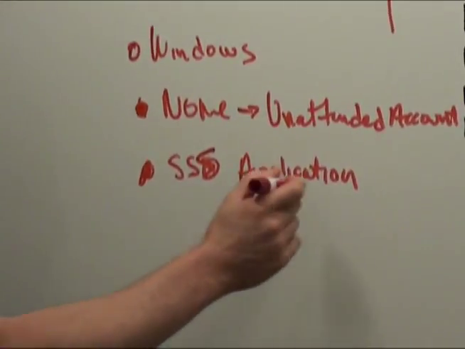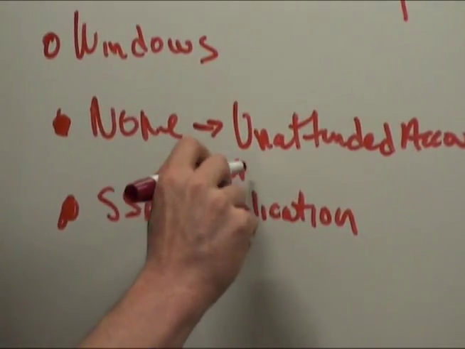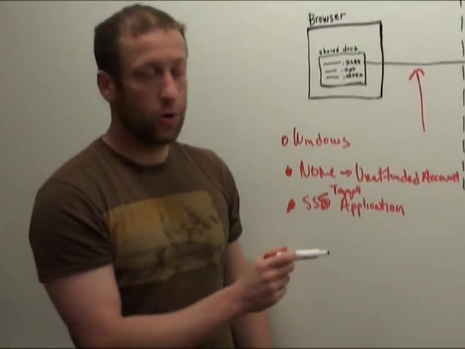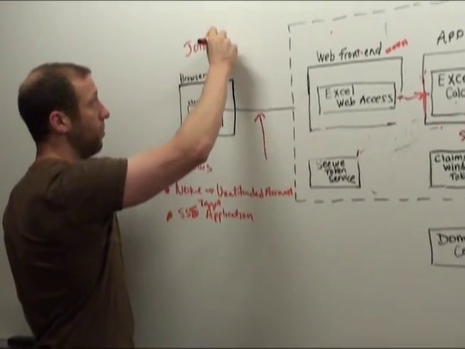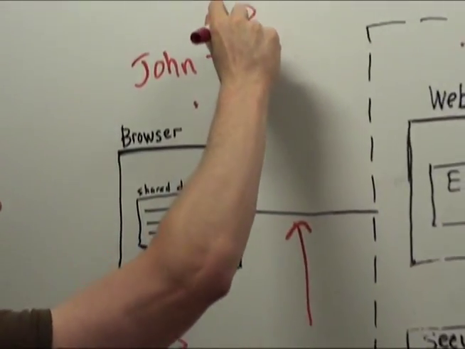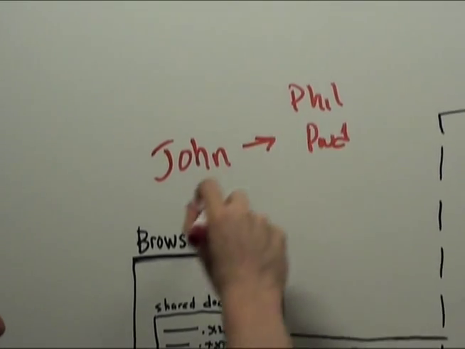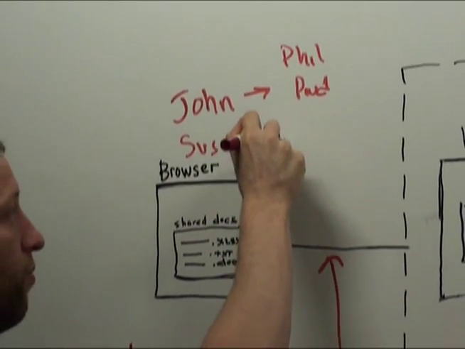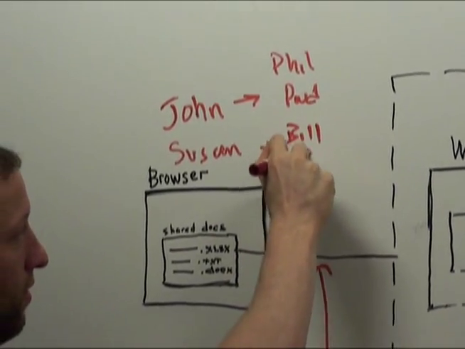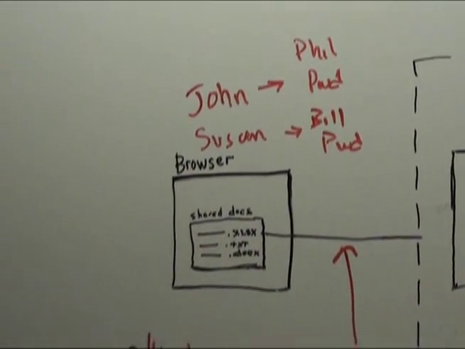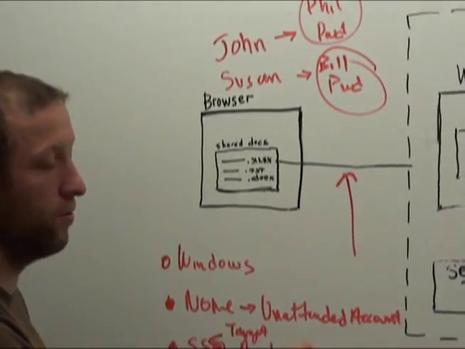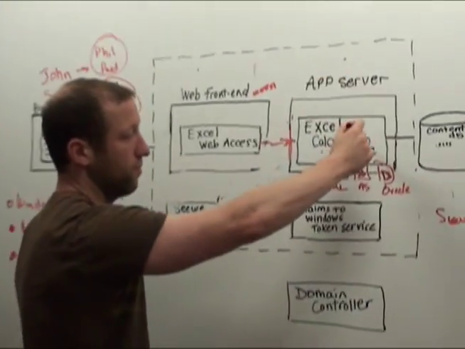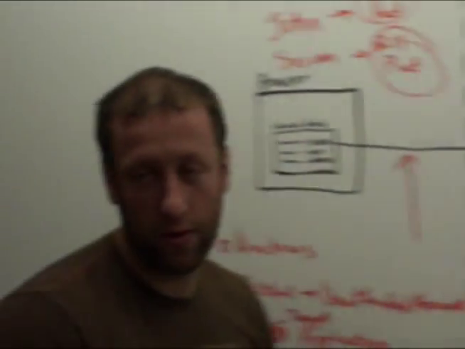If I have an SSO application, sometimes also referred to as a target application, what I can do is store credentials per user. So if this were John, he might map to Phil and some password. Whereas if this is Susan, maybe it maps to Bill and some password. It's not really clear why I would map Susan to Bill, but it gives me the ability to store a username and password, and then on a per user basis log in as a different user to connect, which could be useful for a variety of security restrictions.